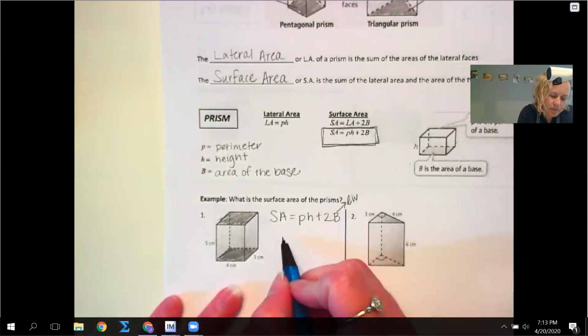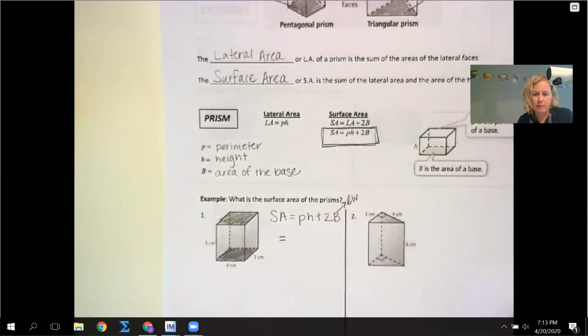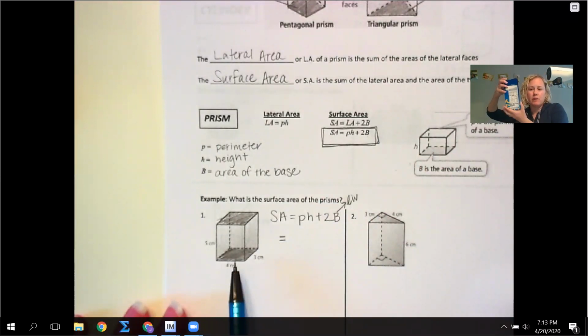All right, so let's fill in our perimeter, our height, and our capital B. So the perimeter of this box is the distance around, okay? So it'll be 4 plus 3, okay, if this part is 4, this part back here is 4, so plus another 4, and then plus another 3. 4 plus 3 plus 4 plus 3, okay? That is 14. So our perimeter is 14 centimeters.